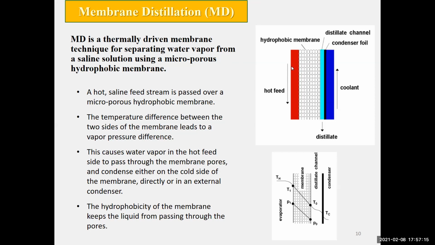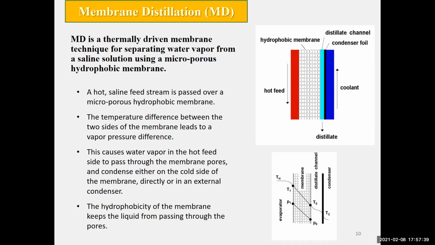Relatively warm temperature, 50 to 90 degrees, is passing across a membrane. The membrane is hydrophobic. Hydrophobic means it allows the vapor to pass, but it does not allow the liquid to pass. So water vapor is going to pass through the membrane. On the other side, we condense that water vapor and we collect sweet water.